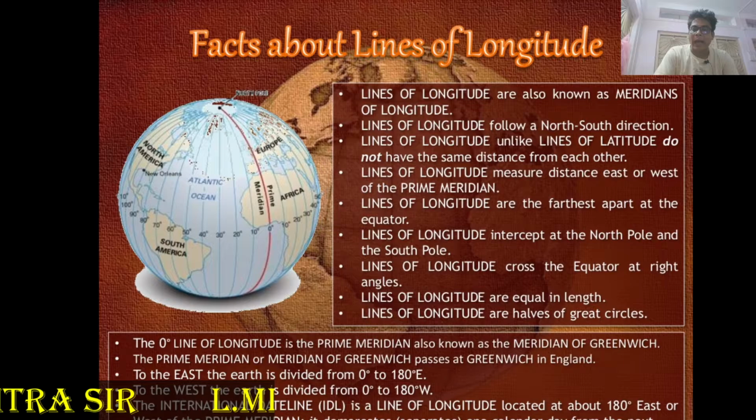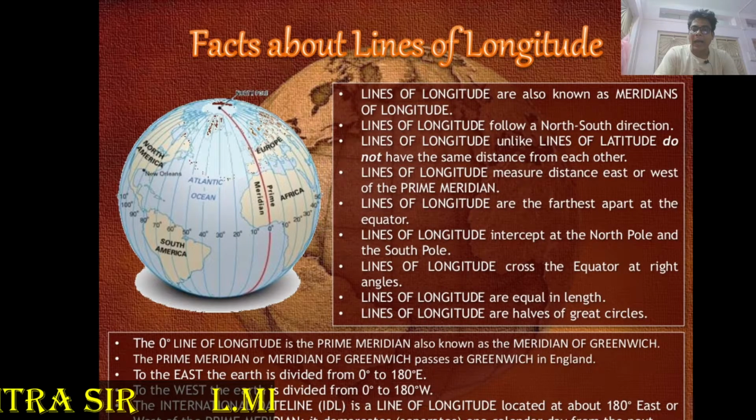To the east, the earth is divided from 0 to 180 degrees east. If you move from the 0 degree prime meridian towards the east, you reach the 180 degree longitude. If you move towards the western side, you likewise reach the 180 degree line. So in total you can find 360 longitudes.